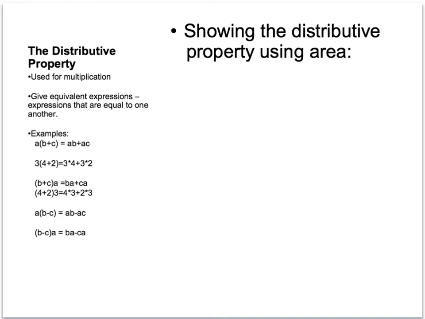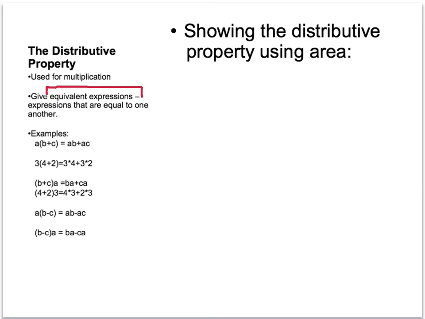Today what I'm going to talk about is something called the distributive property. The distributive property is used for multiplication, or we use it when we are multiplying to simplify an expression. The distributive property will give equivalent expressions, and equivalent expressions are expressions that are equal to each other. So let's take a look down here.